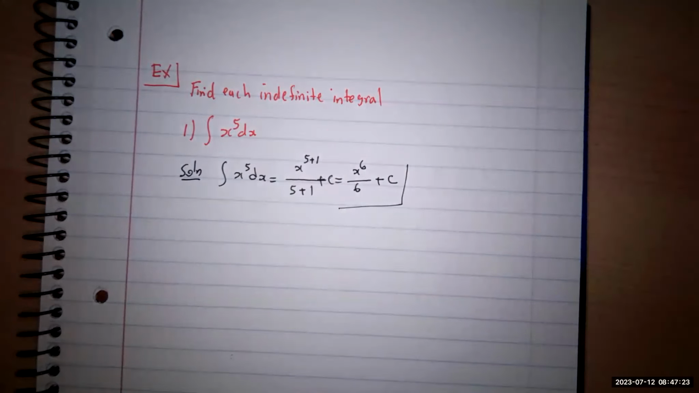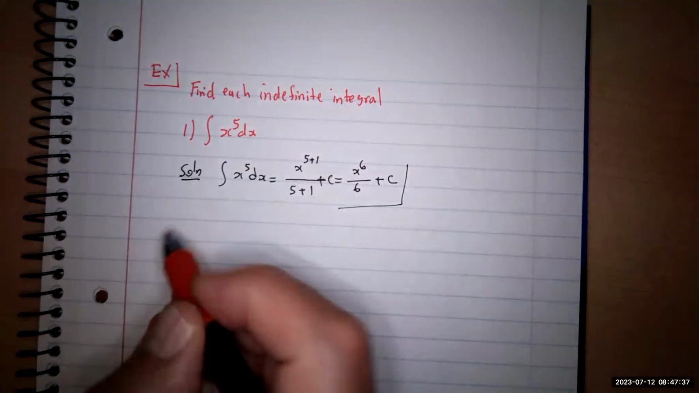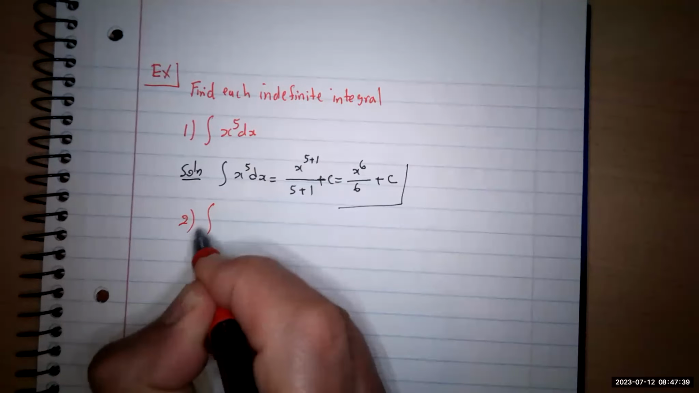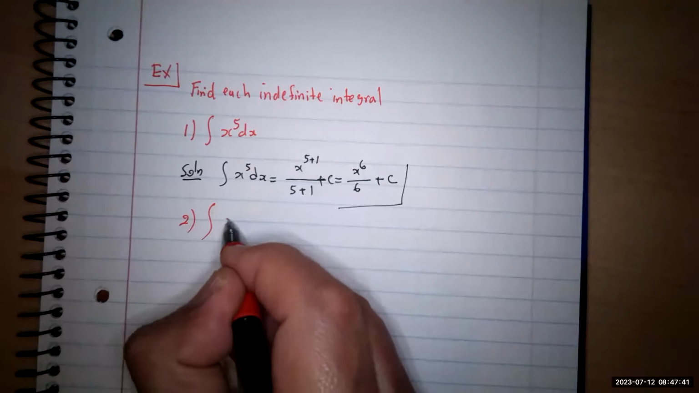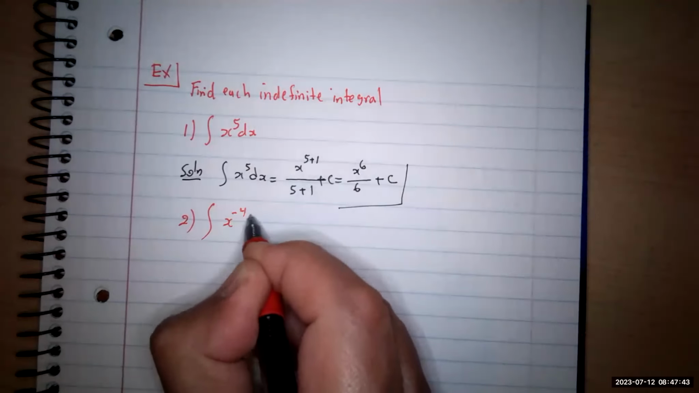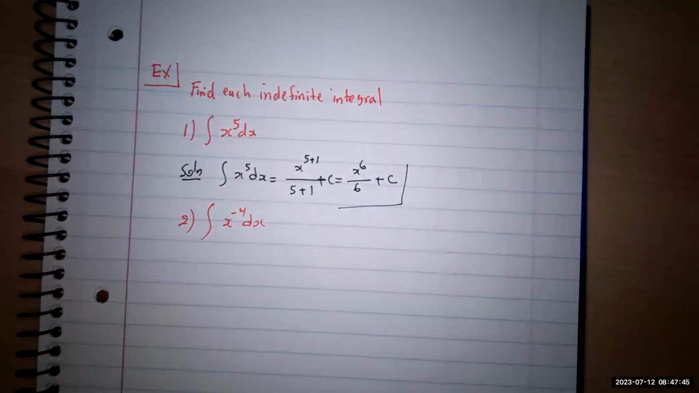In the case of differentiation, you multiply by the powers. In the case of integration, you divide and you're done. Any question? That's case 1. Case 2, negative power: the integral of x to the negative 4 dx. It doesn't matter, we can do all sorts of powers.